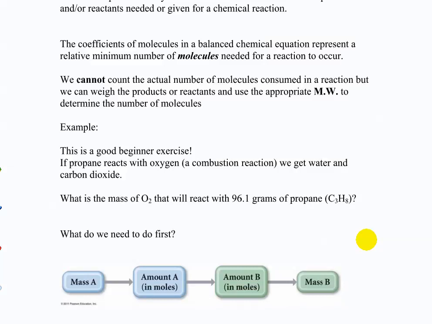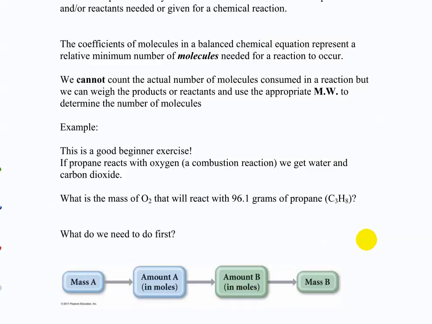In other words, rather than counting the molecules, we measure the mass and then we do a calculation to figure out how that mass relates to the molecules, and that's what we call moles. That's what we use moles for. So moles is like molecules. If one of these reacts with one of these, that's the same as saying one mole of this reacts with one mole of that, and that's what a chemical equation shows us.